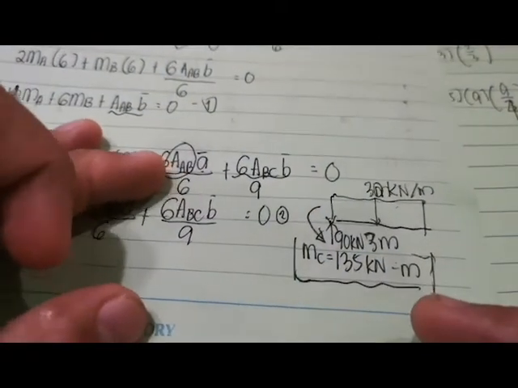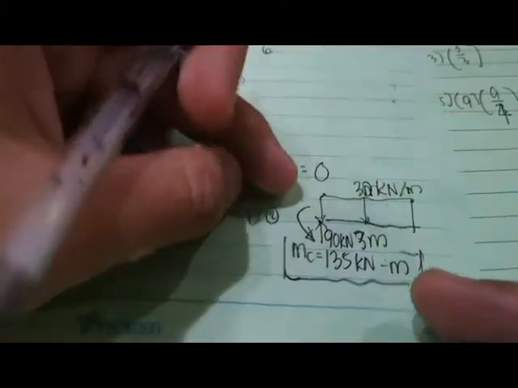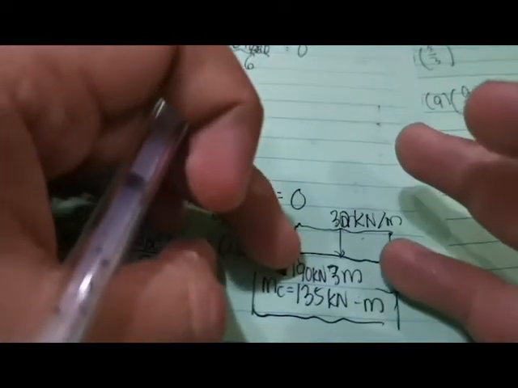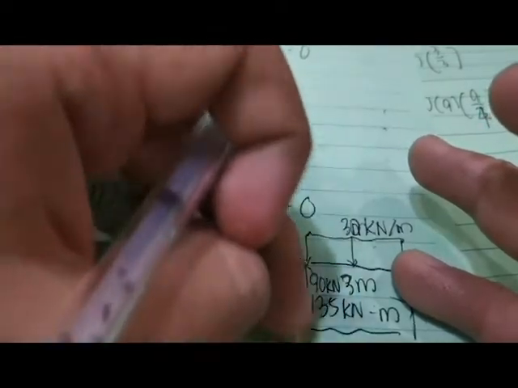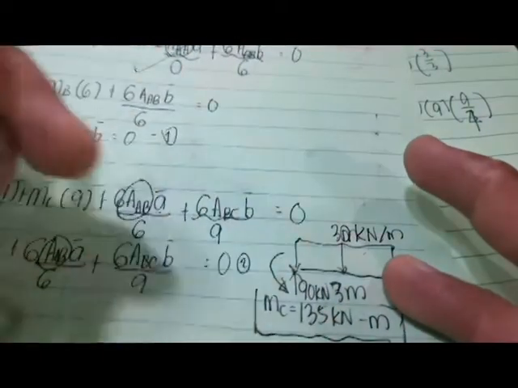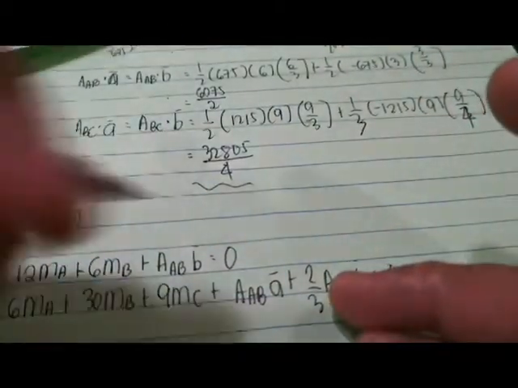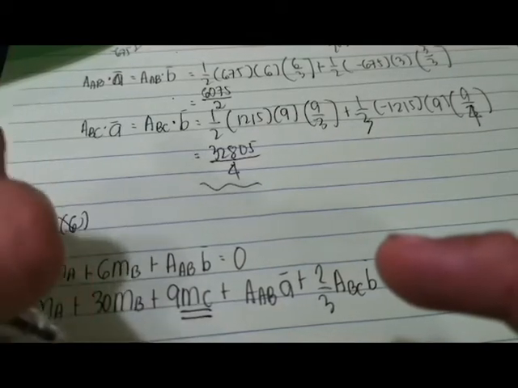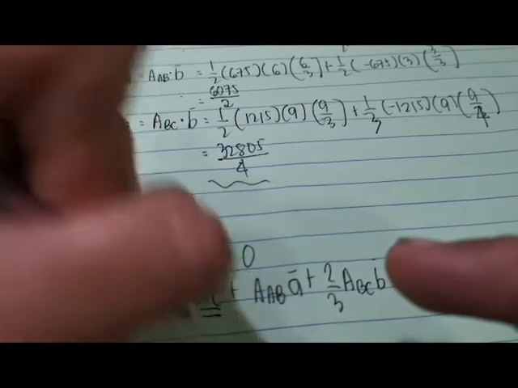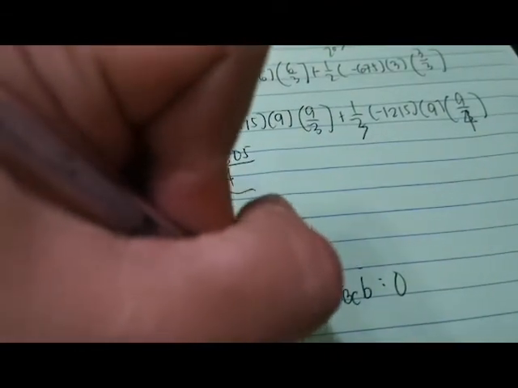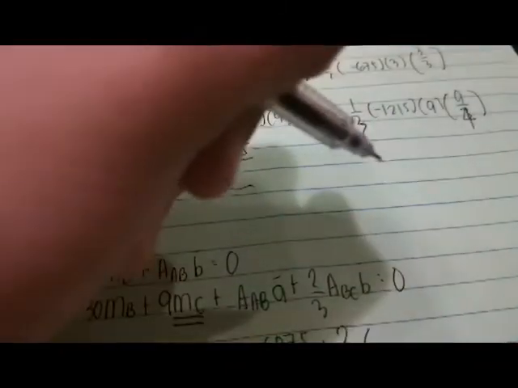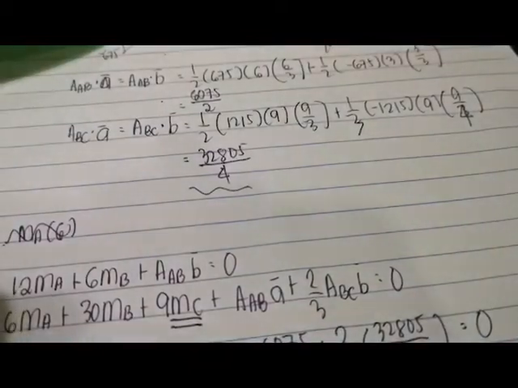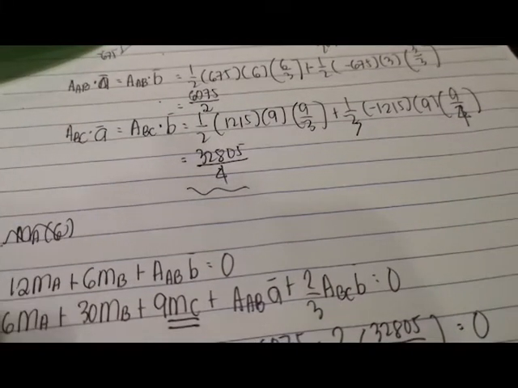But what should be the sign convention that we're going to use? Let's assume the other side is fixed. What is the moment doing to the beam, to the span? It makes your beam frown. So therefore, we're going to use a negative sign at M sub C. So 6MA plus 30MB plus 9 times negative 135 plus area AB times A, 6075 over 2, plus 2/3 times 32805 over 4, which is equal to 0.